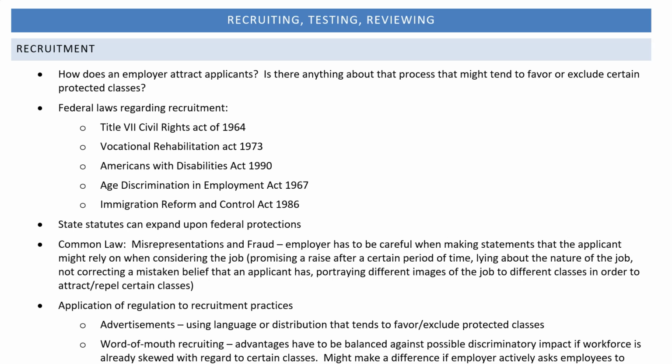Another example is portraying different images of the job to different classes in order to either attract or repel certain classes. Really, we're thinking about protected classes here, because I can discriminate on a lot of things, like if a person is smart or not smart, or if they're diligent or not diligent, or if they show up on time or not. Things like that are perfectly fine to discriminate against. We just want to be careful about those protected classes.